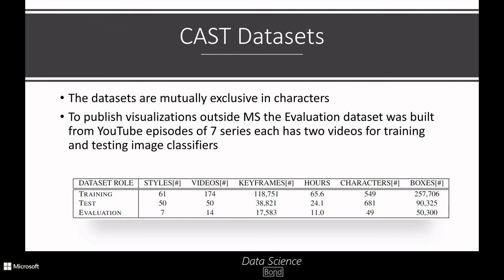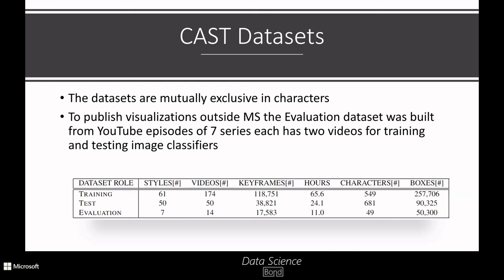It was split into training, which was used to train the in-the-wild models, and test, to estimate their performance. Sometimes this is referred to as a validation set. The evaluation set is built differently. We have 7 styles, 7 series. Each has 2 episodes. The first was used as a training episode on which we applied our pipeline, and the second was used for testing.